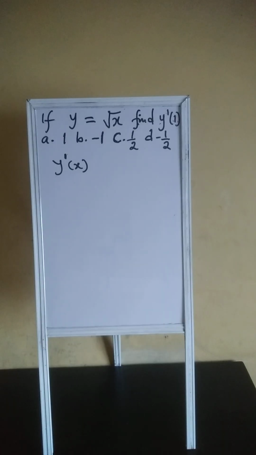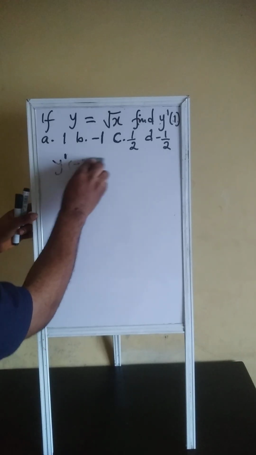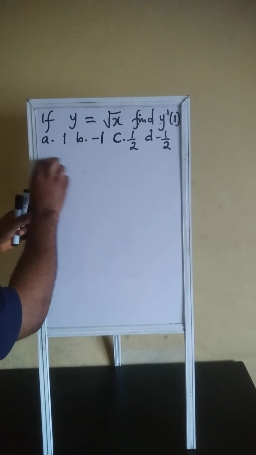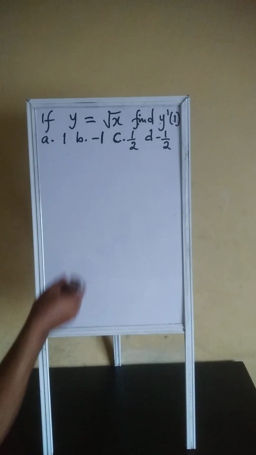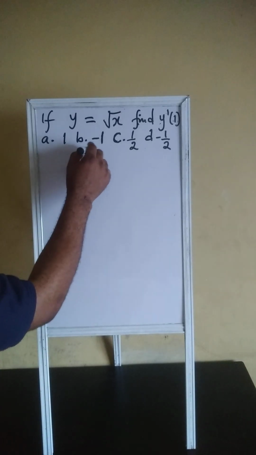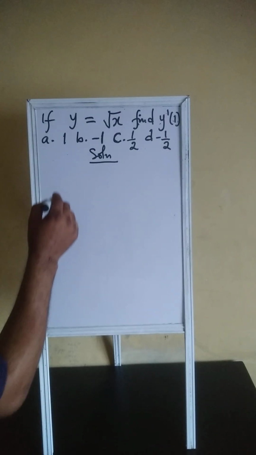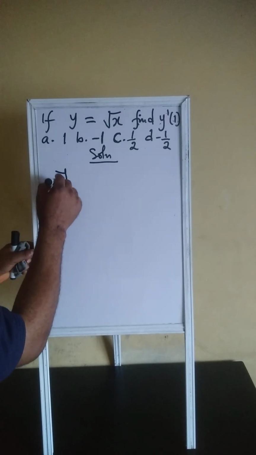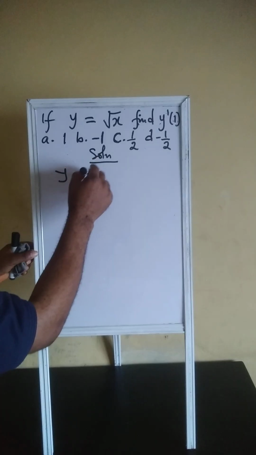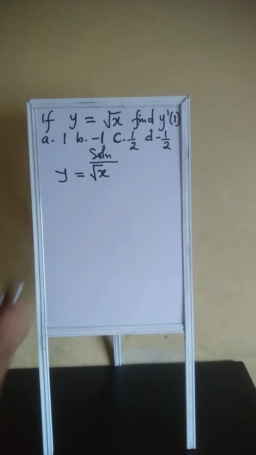I'm going to solve it using the normal method, which is using the formula. Then I'll also use what we call the shortcut as well, so that we can do the comparison of the two. Now let's go. I want you to watch and pay attention to it. Now the question is this. Watch. Solution first. We're given that y is equal to square root of x. Now how do we differentiate square root of x?